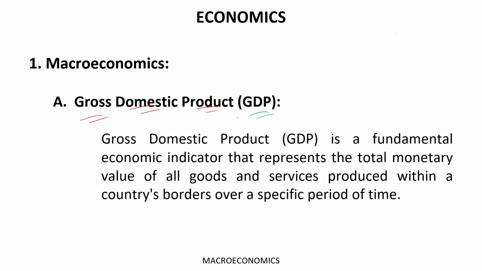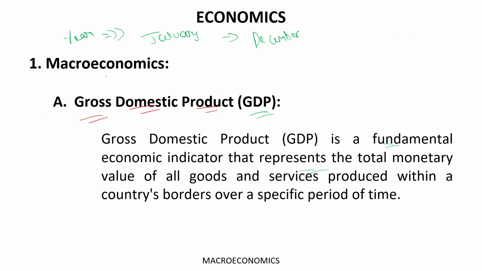In macroeconomics, first we have a term known as GDP. GDP stands for gross domestic product. It is a fundamental economic indicator that represents the total monetary value of all goods and services produced within a country's border over a specific period of time. If we talk about a specific period of time, we are talking about the year. Generally our year starts with January and ends at December.